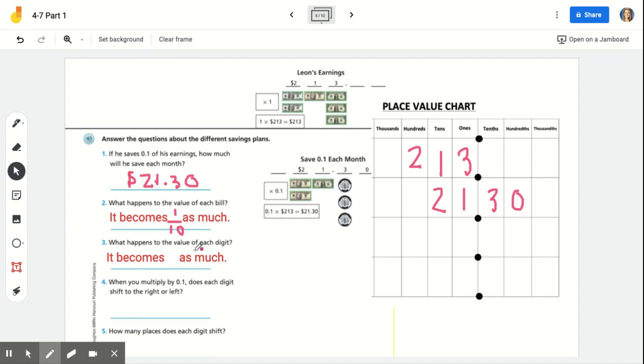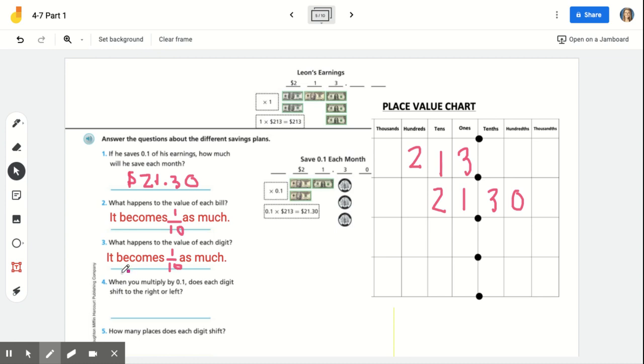What happens to each digit? So each bill is getting 1/10 as much. Each digit, even if we're not talking about money, if we're shifting to the right one time, is going to become 1/10 as much. Go ahead and write out those 2 sentences for number 2 and number 3. The value of the bill becomes 1/10 as much, and the value of each digit becomes 1/10 as much. We're getting smaller here, and by 1 place value, getting smaller by a tenth.